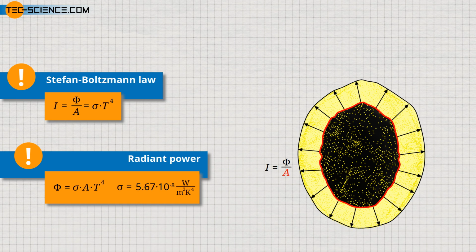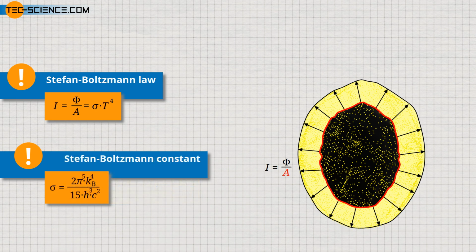The Stefan-Boltzmann constant sigma, which was initially determined empirically by experiments, is a fundamental physical constant that could actually only be derived from other fundamental constants by quantum mechanics. In this formula, k_B denotes the Boltzmann constant, h the Planck constant, and c the speed of light.